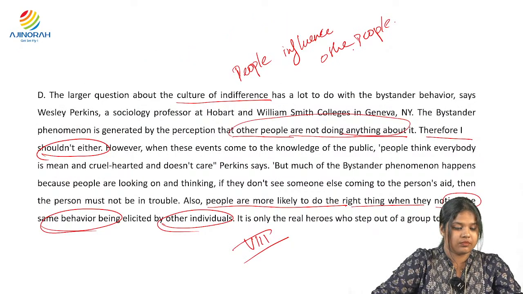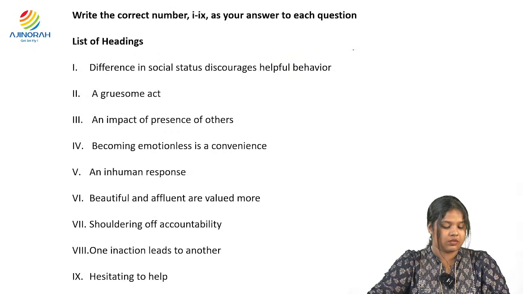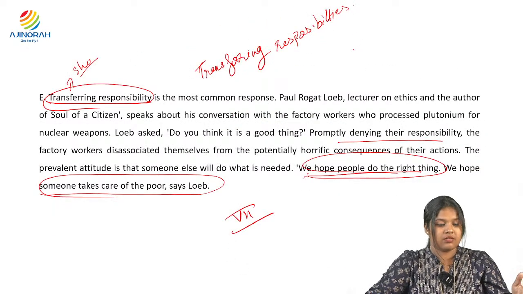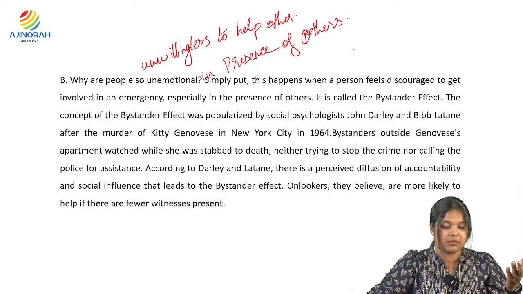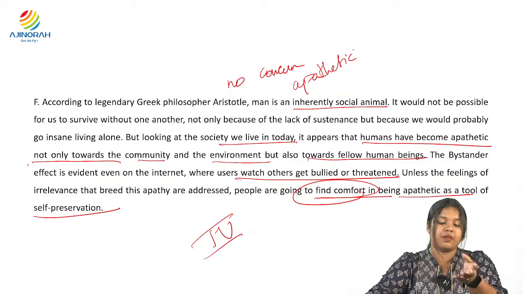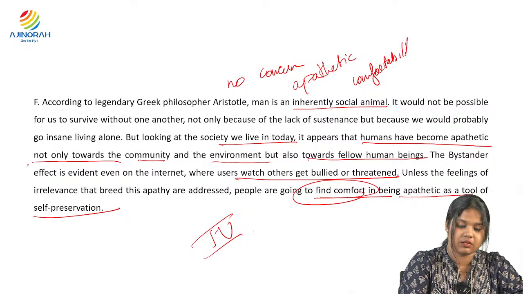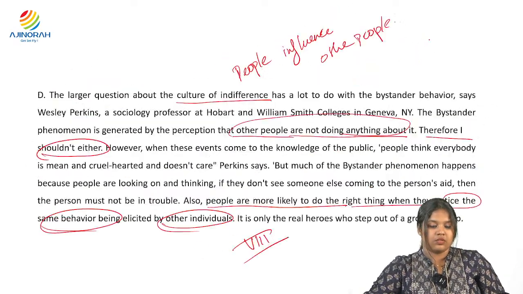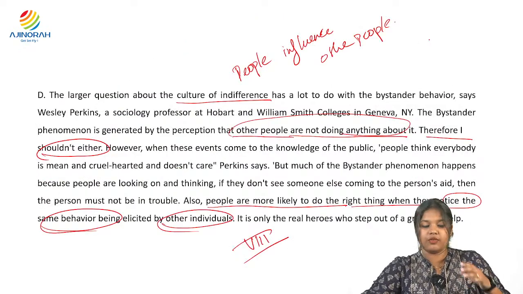Now the fourth one, we have summarized into people influence other people, right? So that's, yes, one inaction leads to another. Then in the 6th paragraph, we have said that transferring responsibilities. So it's shouldering of responsibilities, like we have discussed in the first strategy. Then the last paragraph, we have said that no concern for the people in need, because they feel comfort. Okay, comfortability. We could write here comfortability too. So that's the last one, and the answer is becoming emotionless is a convenience. Convenience means comfortability. So that's how you tackle this type of questions.